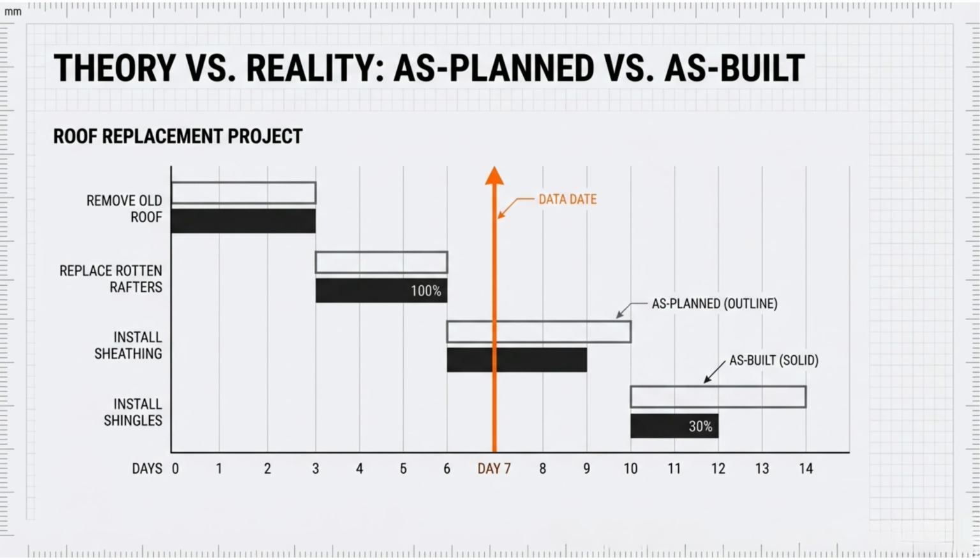Remove old roof, completed slightly ahead of schedule. Replace rotten rafters, completed, 100% done. Install sheathing, currently in progress, slightly delayed. Install shingles, hasn't started yet, only 30% of the planned duration remains before the original deadline. Houston, we have a problem. This is the chart earning its keep. Not just as a planning tool, but as a forensic document, a record of what happened, and a management trigger that tells you when to act. The earlier you detect the gap, the cheaper it is to close.